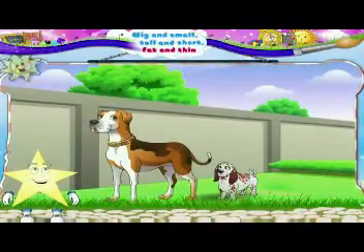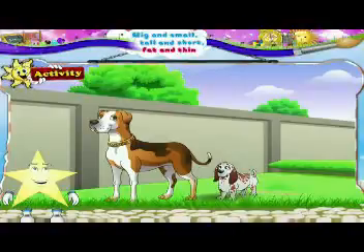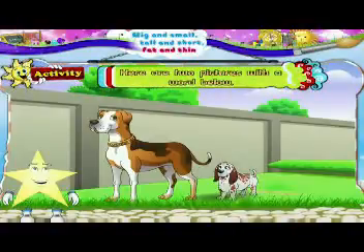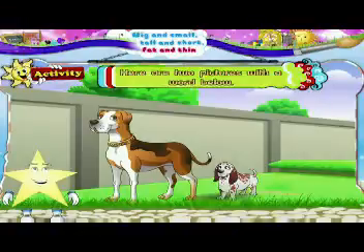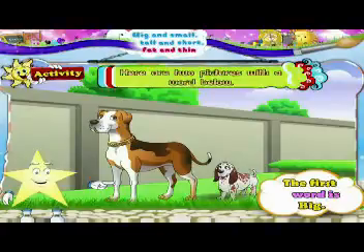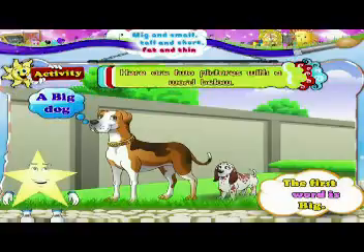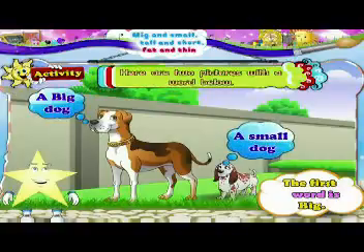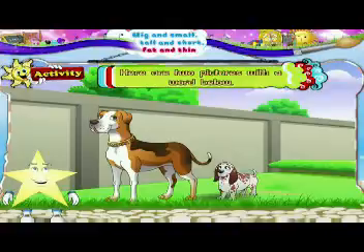Now let's do an activity together. Here are two pictures with a word below. You have to click on the correct picture that describes the word. Shall we begin? The first word is big. Now, here is a big dog and a small dog. So we click on the big dog.